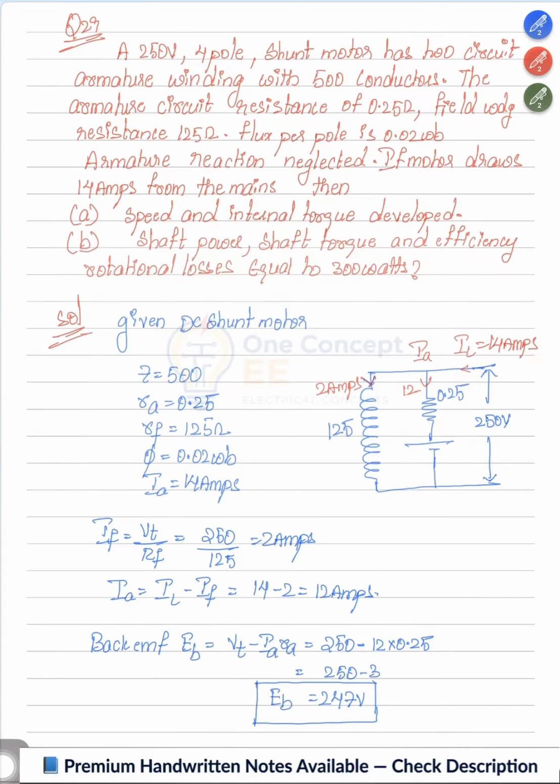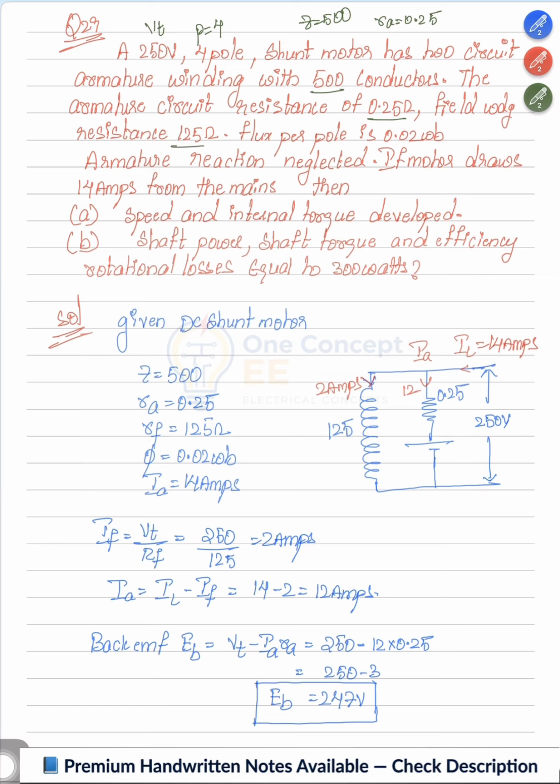This is one of the DC machine questions. Let's solve this question. Here it is given, it is a DC shunt motor with a terminal voltage of 250 volts and a 4 pole machine, P equal to 4. And they given the armature winding has number of conductors Z equal to 500. Armature circuit has a resistance of 0.25 ohm, Ra equal to 0.25 ohm.